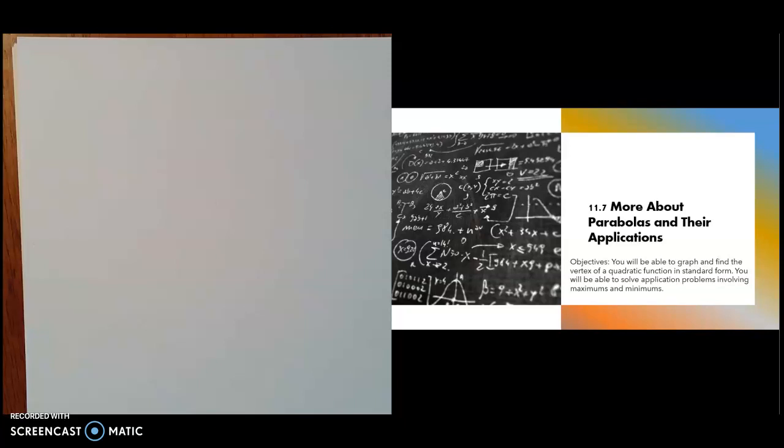Hi, welcome to 11.7, more about parabolas and their applications. Hopefully by the end of this, you all will be able to graph and find the vertex of a quadratic function in standard form. And hopefully you'll also be able to solve application problems involving maximums and minimums.